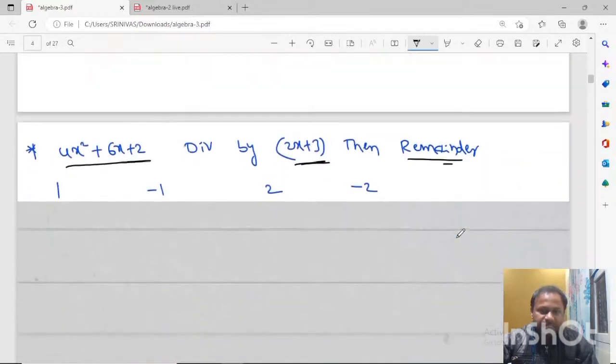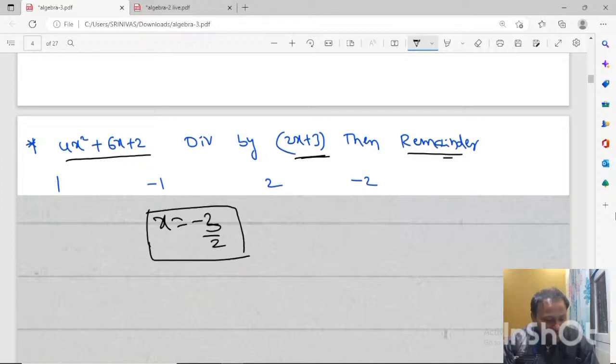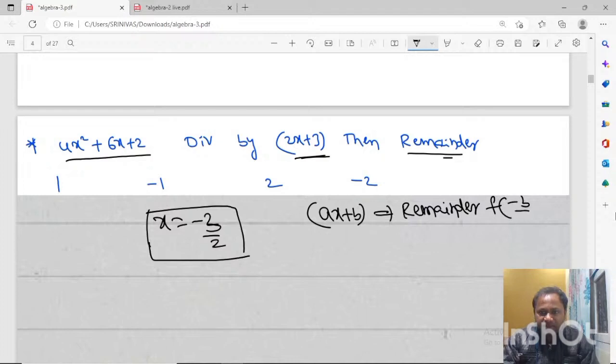Next. What about the next one? Everybody is saying the answer is 2. Just by substituting x is equal to minus 3 by 2. As we have discussed, if ax plus b is the divisor, then the remainder will be f of minus b by a. So f of minus 3 by 2.